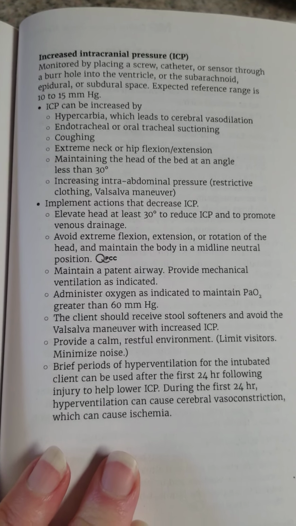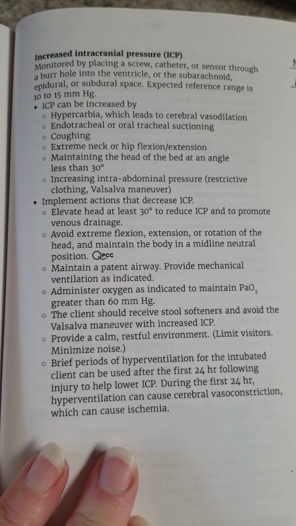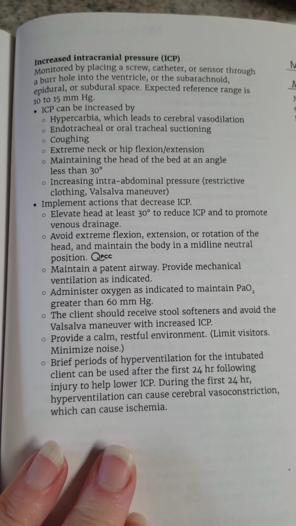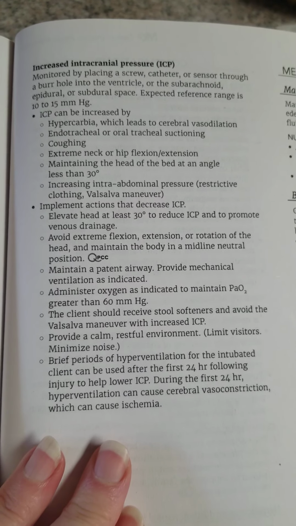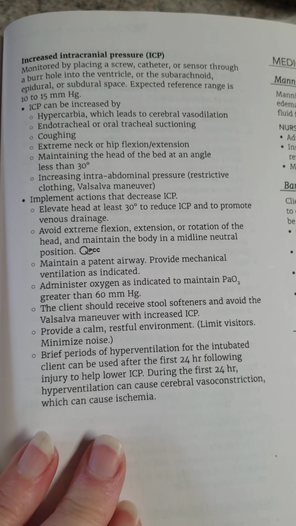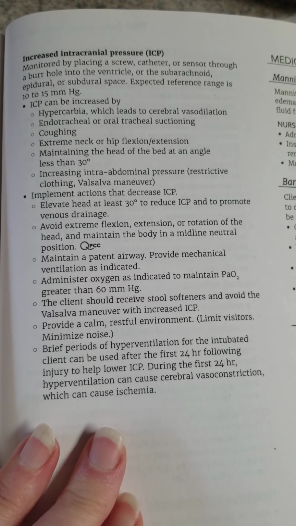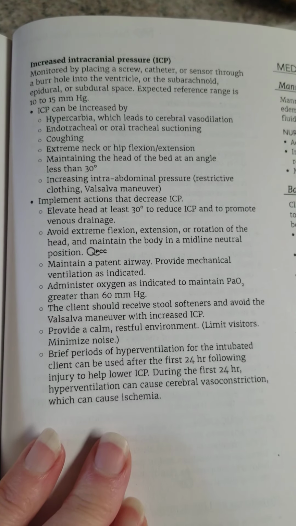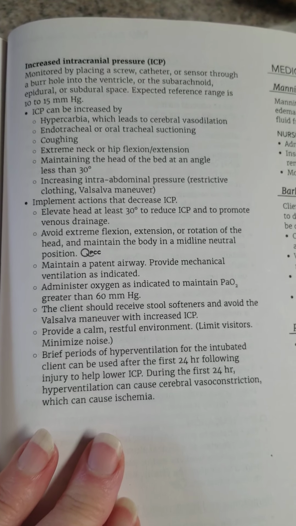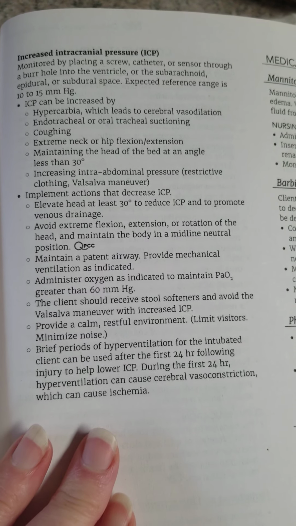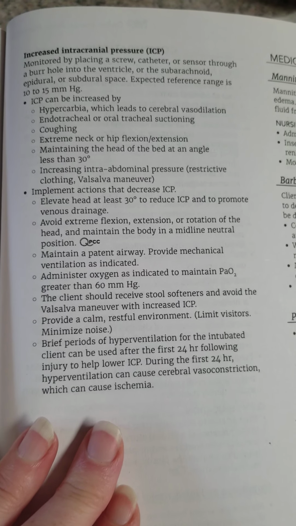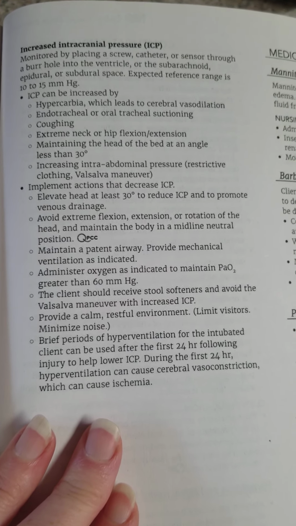ICP can be increased by hypercarbia, so that is the high carbon dioxide, which leads to cerebral vasodilation. Endotracheal or oral tracheal suctioning can also increase ICP. Coughing, extreme neck or hip flexion extension, maintaining the head of the bed at an angle of less than 30 degrees, increasing intra-abdominal pressure, restrictive clothing, and Valsalva maneuver also all increase ICP.